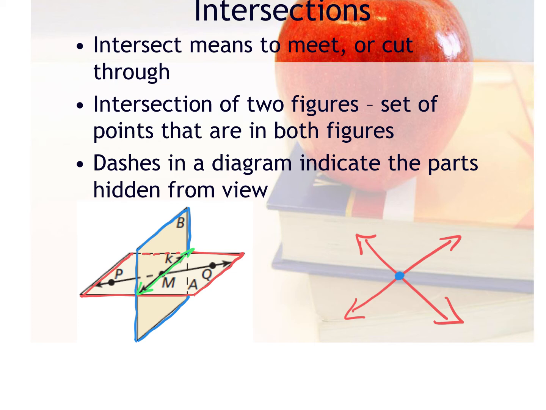Now, when you see some of these three-dimensional or two-dimensional figures, the dashes in the diagram would be parts of the picture that would be hidden from view. Maybe they would be behind something or underneath. So anytime you see dashes in any of the pictures, that would just indicate that's something that's hidden from view.